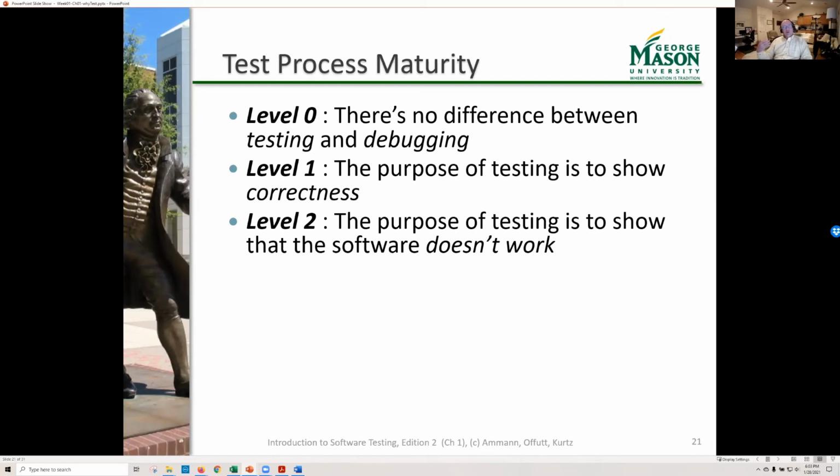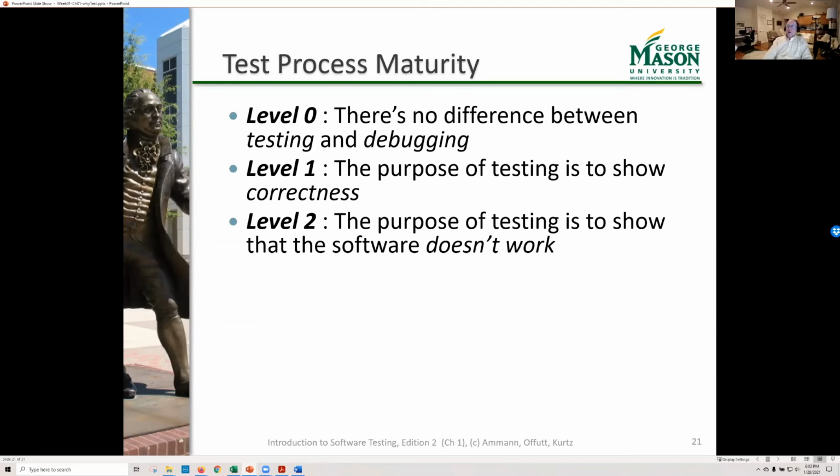So in level 2, let's reverse that. Let's take a separate view. If we can't prove that the software is correct or that it does work, let's see if we can prove that it doesn't work. And if we can't prove that it doesn't work, then we'll assume that it does work. Well, that actually seems reasonable too. And if we're trying to prove that things don't work and we're able to find them, that at least gives us something specific that we can go fix. So this is a reasonable process.